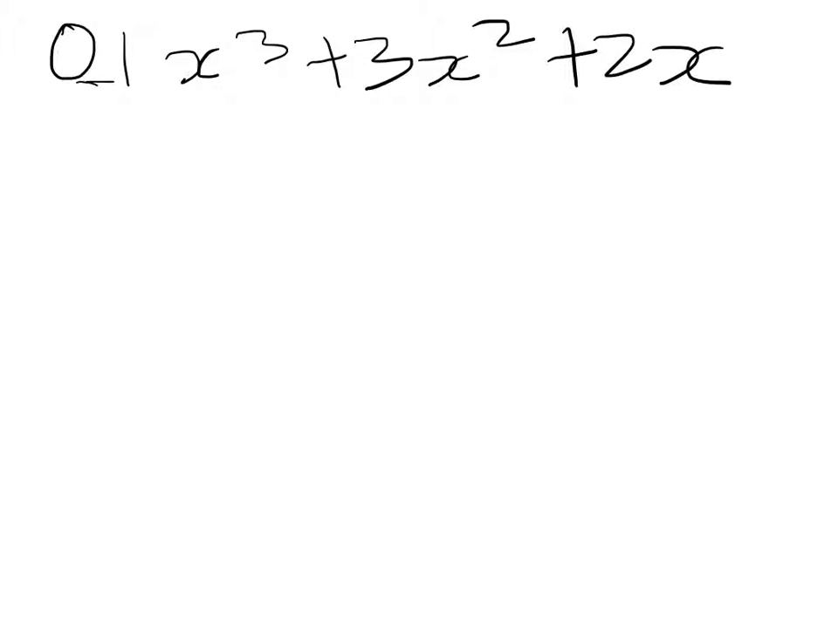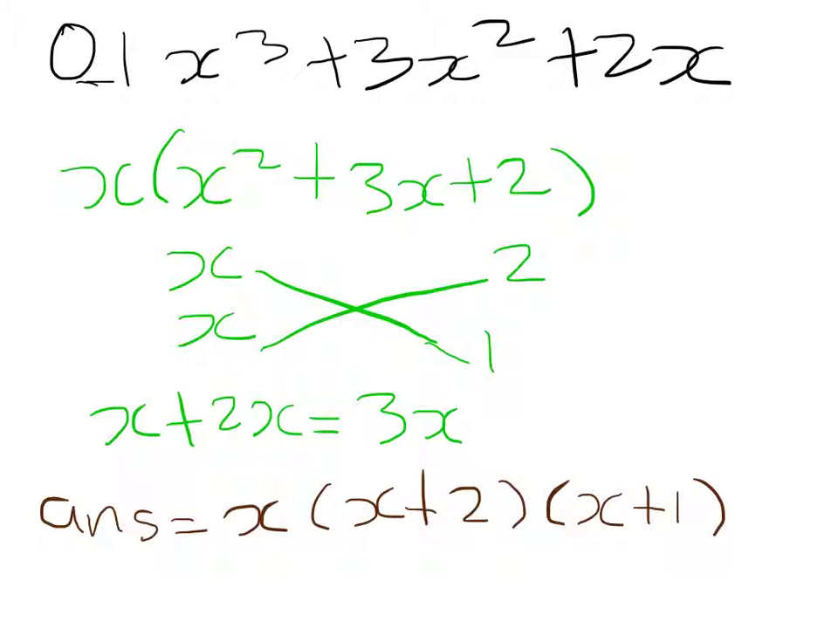Now we'll be doing our first question. x cubed plus 3x squared plus 2x. Now, in order to solve this question, we have to find the common factor. As you can see from the whole expression, x is the common factor. Therefore, we put x outside of the bracket and then put the rest of the equation inside. So it becomes x times (x squared plus 3x plus 2).